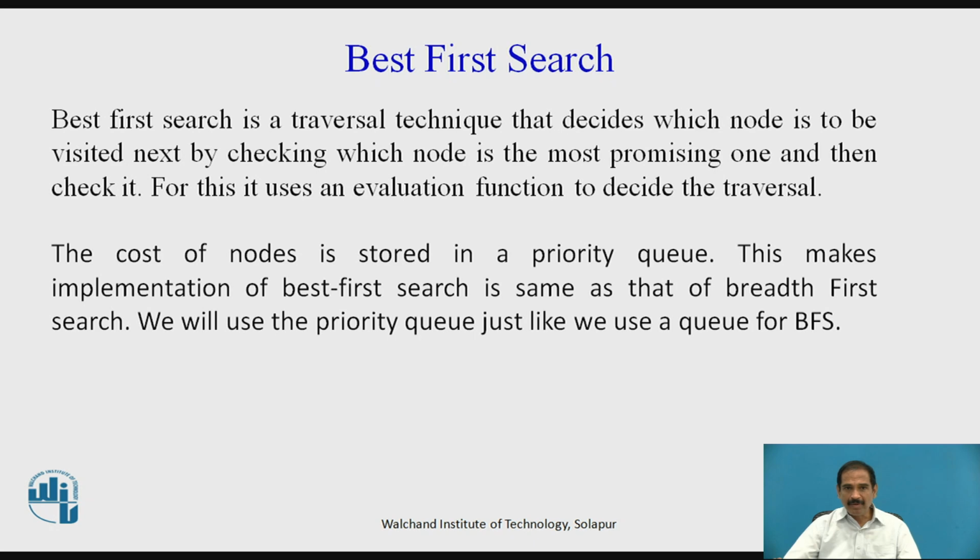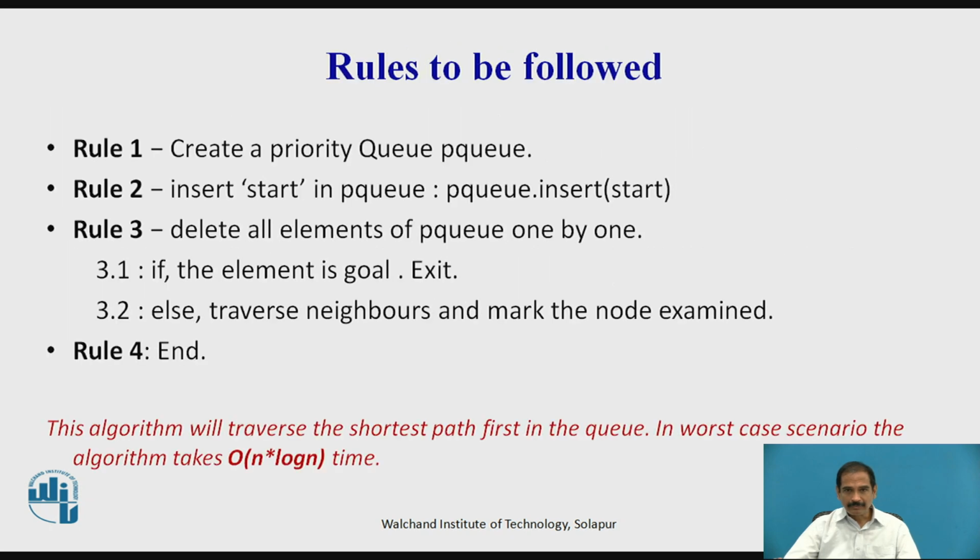This makes the implementation of best first search the same as that of breadth first search, which used a queue. We will use the priority queue just like we use a queue for the breadth first search. However, the priority tells us about the best of the nodes that are at a particular level.